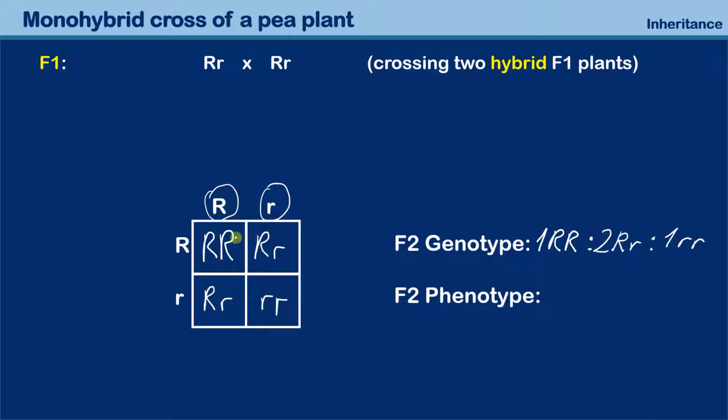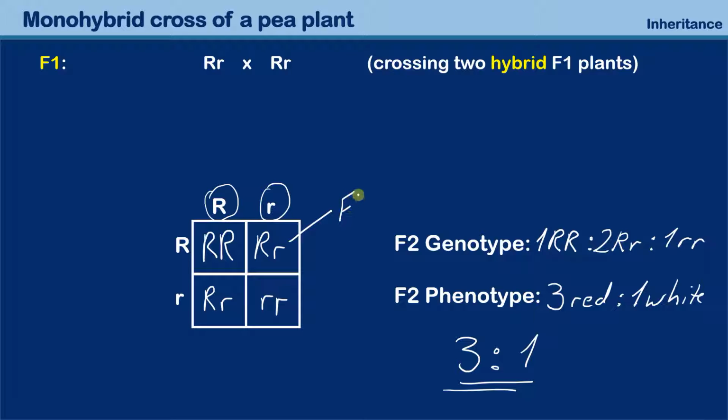And the phenotypes, how many red and how many white flowers do we have? We have 1, 2, 3 red flowers, and the lowercase r, the homozygous recessive one, is of course white. And this is the classical 3-to-1 ratio when crossing two heterozygous plants in a monohybrid cross. And these plants over here, they are of course the F2, the second filial generation.